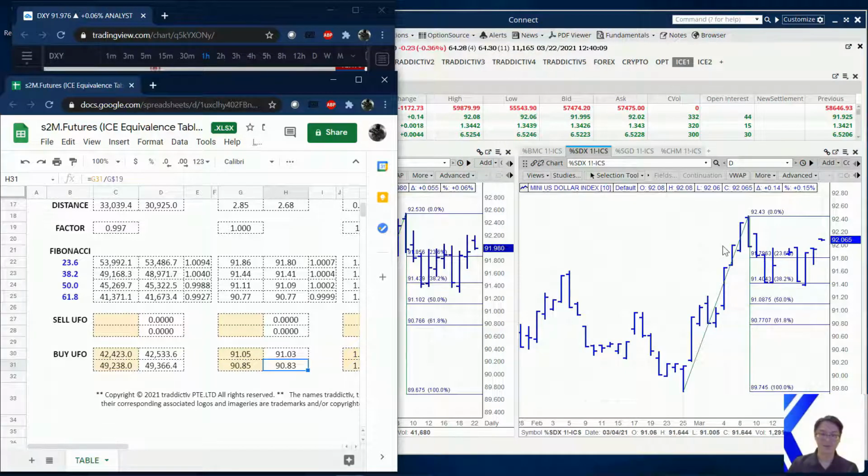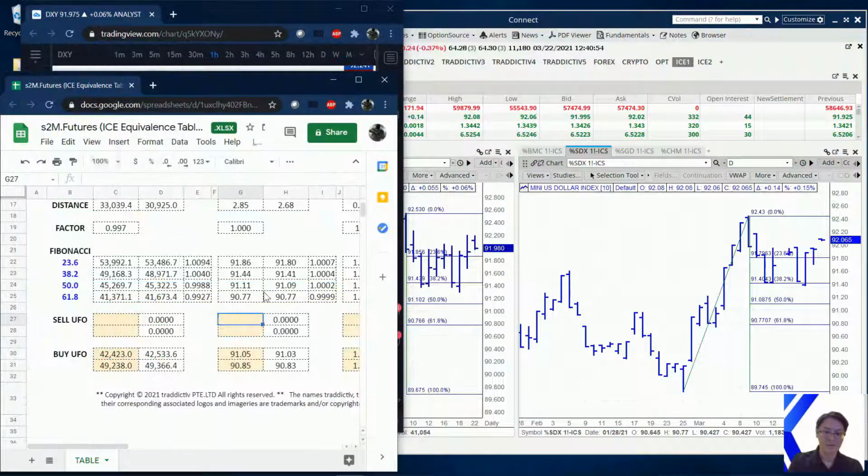So the US dollar index traded through at 91.03 and 90.83. In terms of our target, 92.24, 92.7. And what that will do is give us our target of 92, let's call it 15.